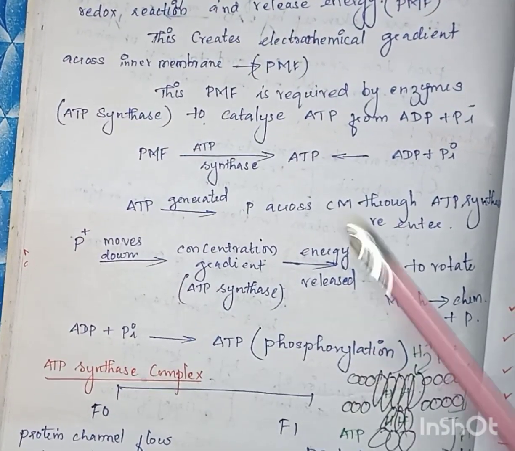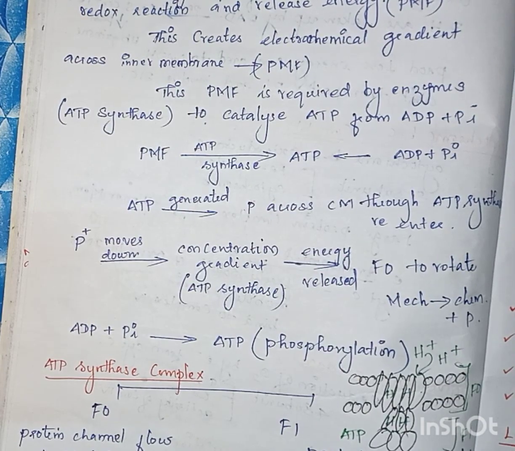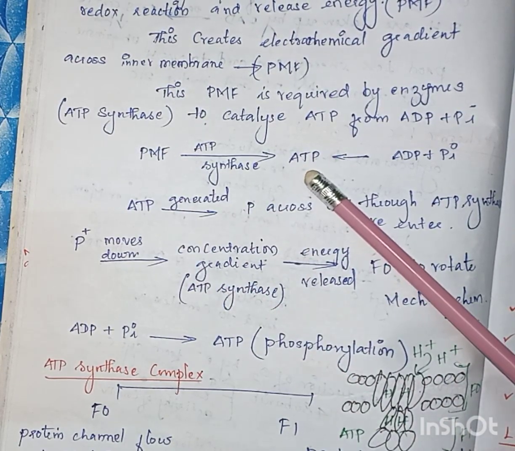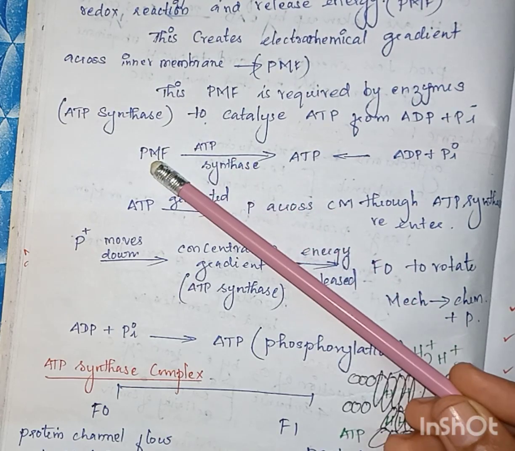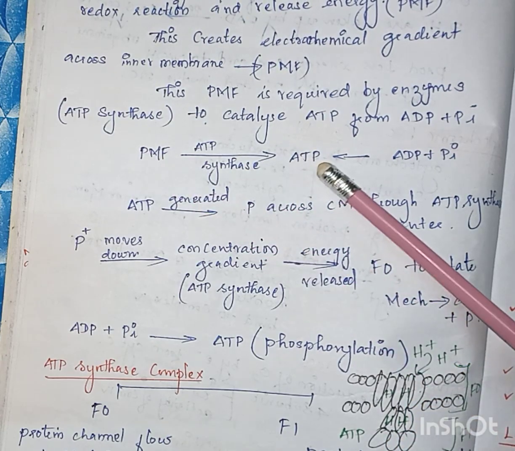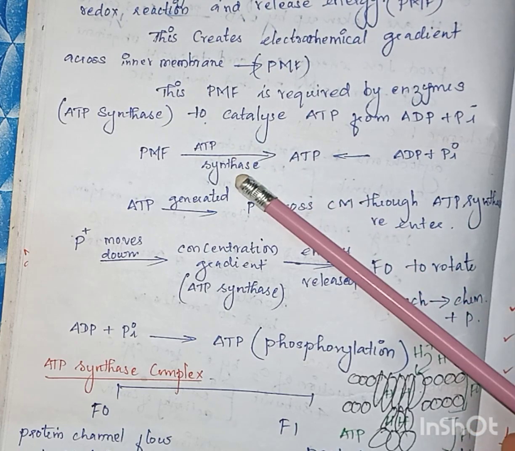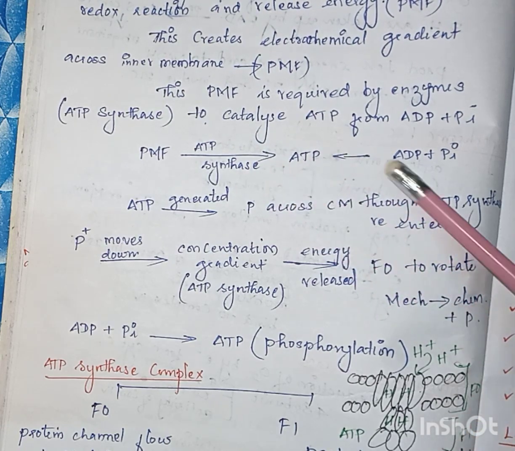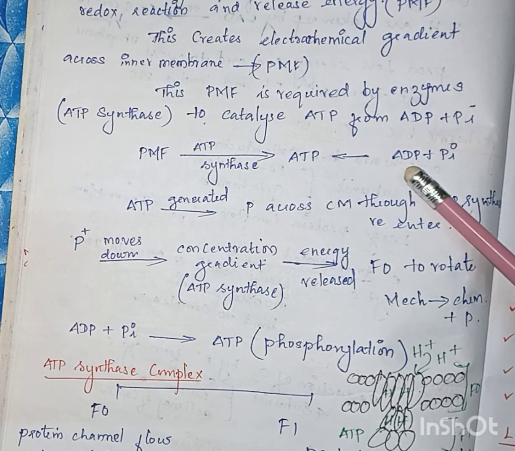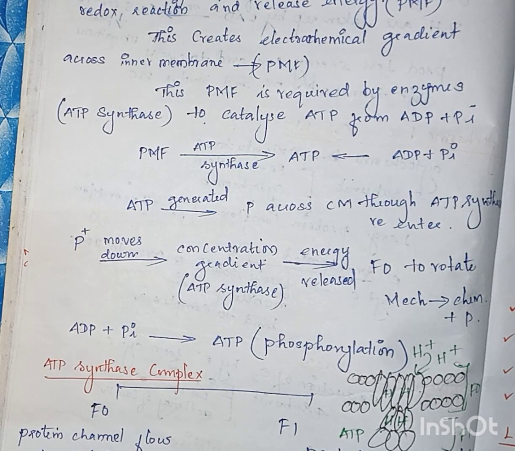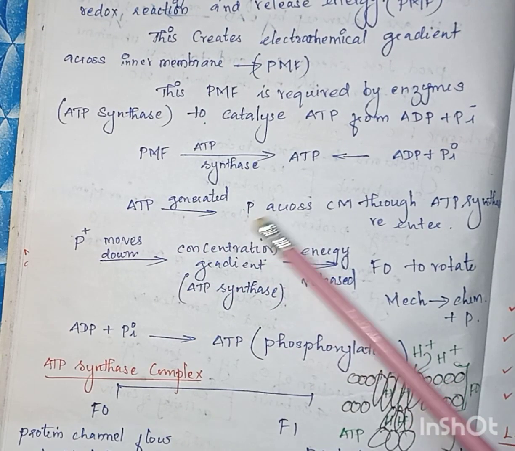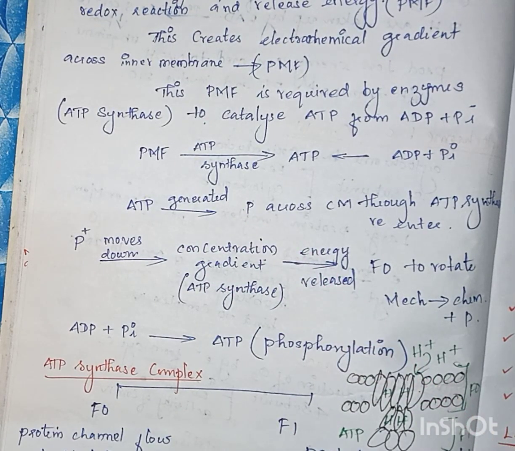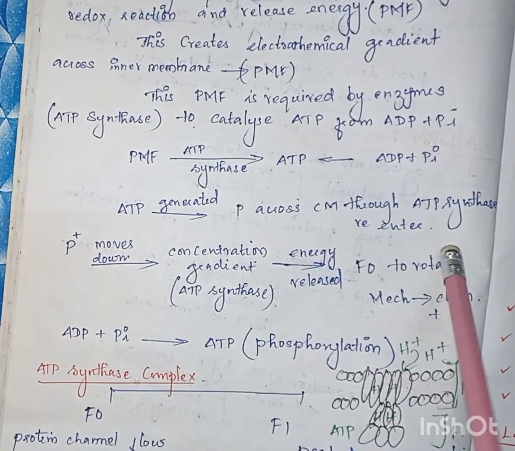So this PMF will be converted to ATP. With the help of the enzyme called ATP synthase, PMF will produce ATP. ATP is produced from ADP, adenosine diphosphate, plus inorganic phosphate. Okay, so ATP is generated across the membrane through the ATP synthase and the protons re-enter.